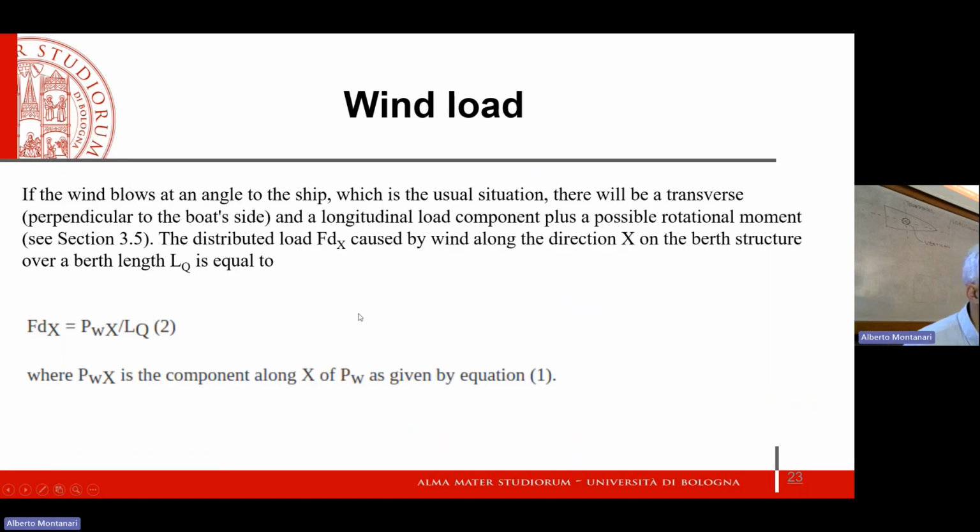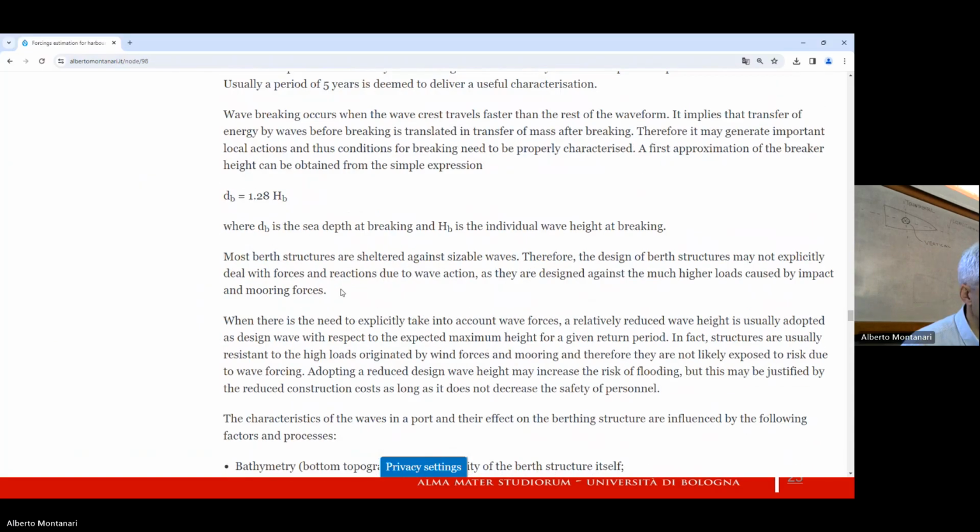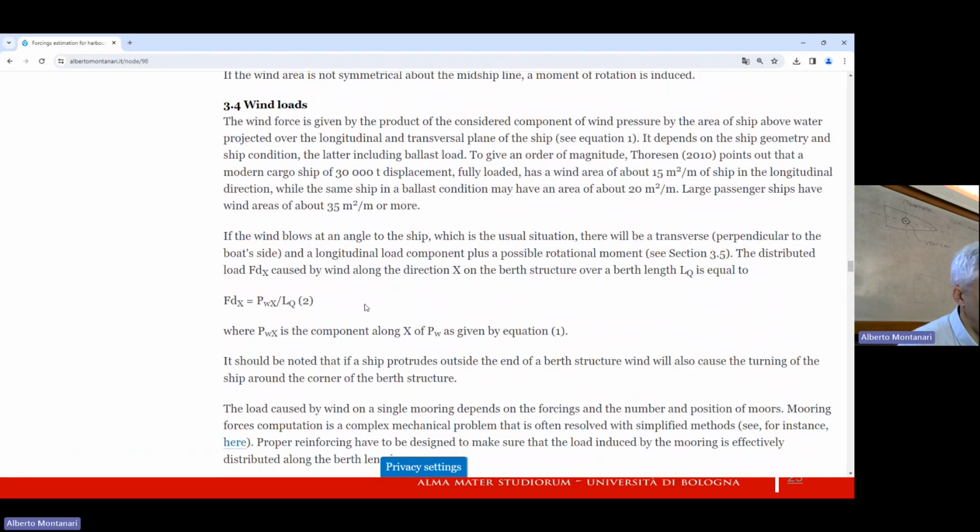Because it's more detailed. One second. It's here. Perfect. Here we are. If the wind blows at an angle to the ship, we have 2 components. Let's call them FDX, which is along the direction of the berth structure, which means the longitudinal axis. This is given by the component along X of W divided by the length, because this is a distributed load. This is the computation of the distributed load along the berth structure.